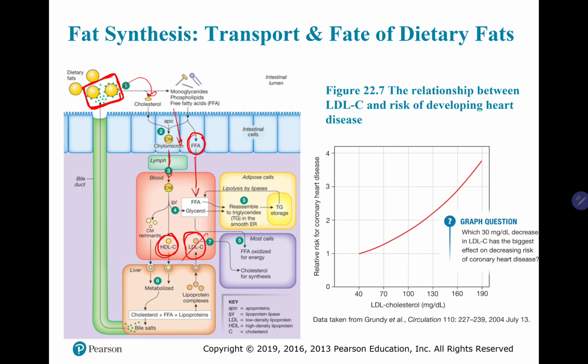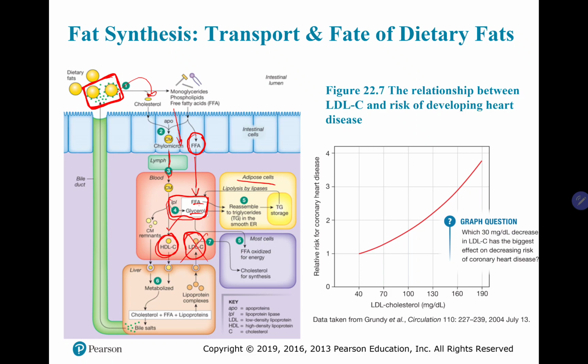This is going to be the bad one, right? LDL is the bad one. This is going to be the good one, basically. But the fats that are going to be in the blood, these lipids, we have an enzyme, lipoprotein lipase, that will break down those lipids into free fatty acids and glycerol. And we can send that free fatty acids and glycerol into adipose tissue and store it like that.